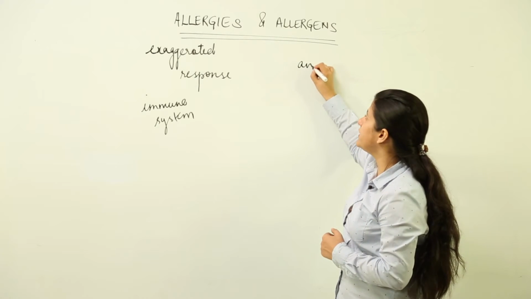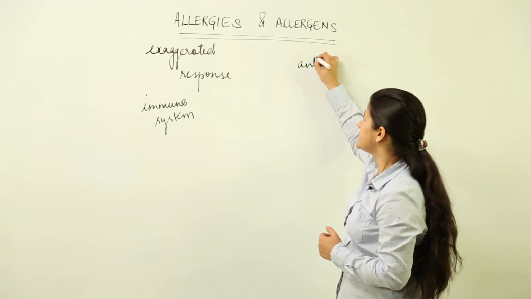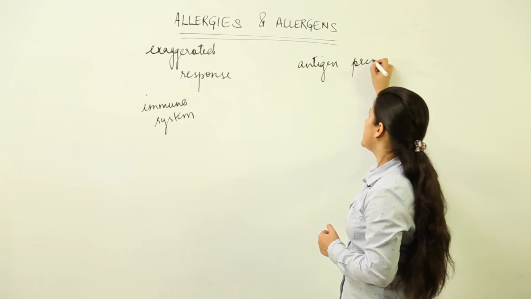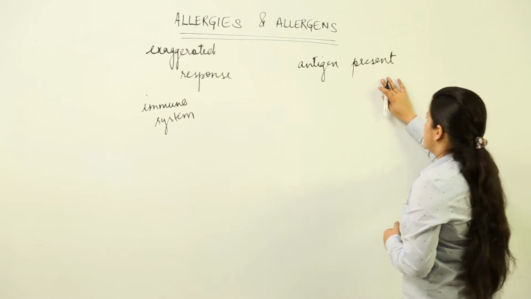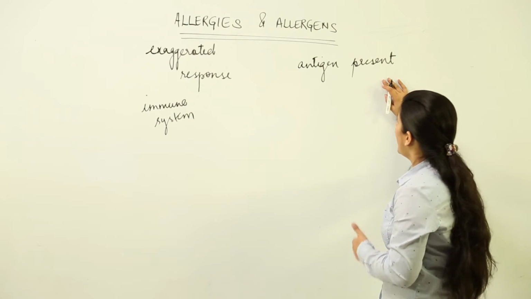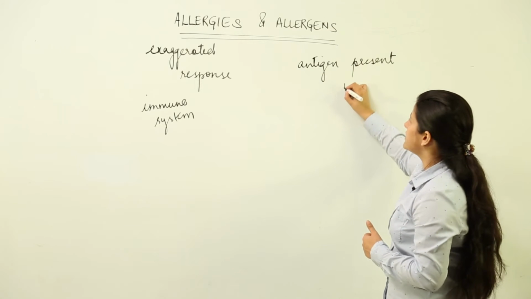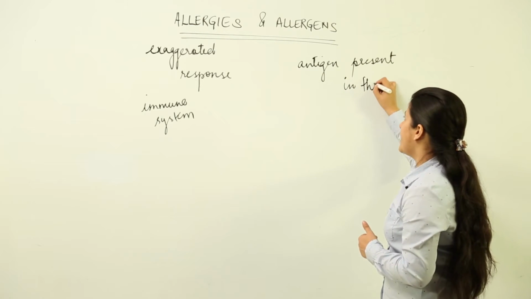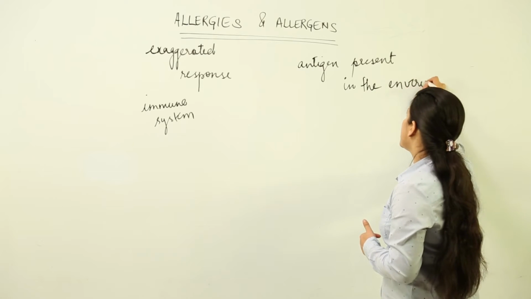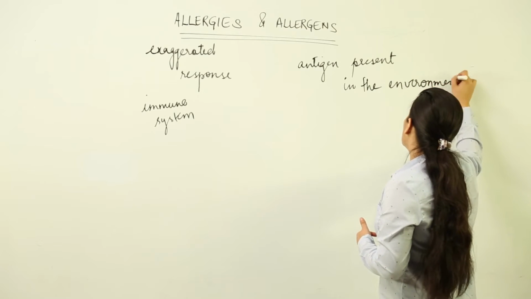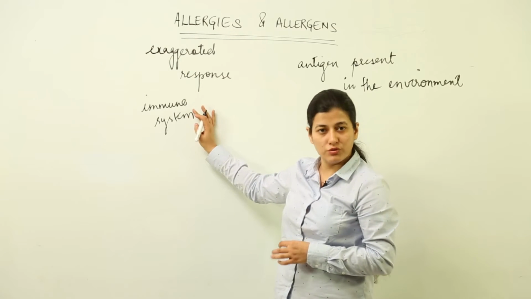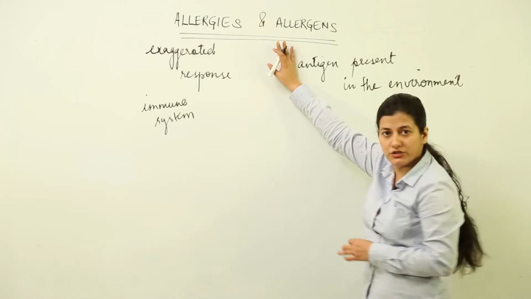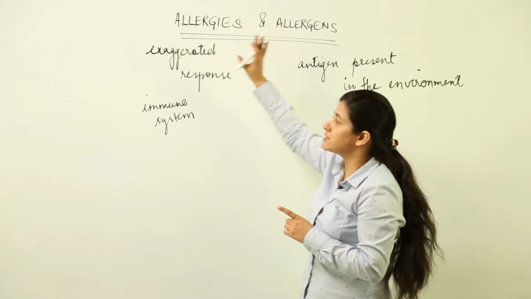Allergen is the antigen that is present in environment. So, I hope you get an idea what we have to present if we are asked about definition of allergies and allergens. Antigen present in the environment which has the capability to trigger an exaggerated response of immune system is known as allergen. That triggered response is allergy.